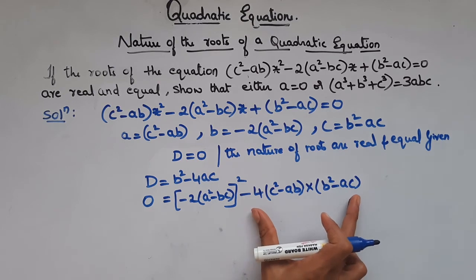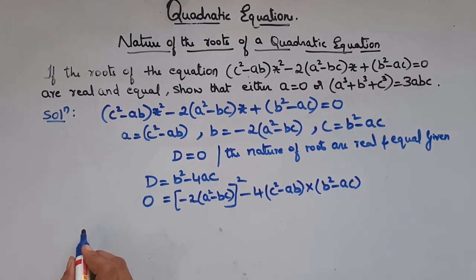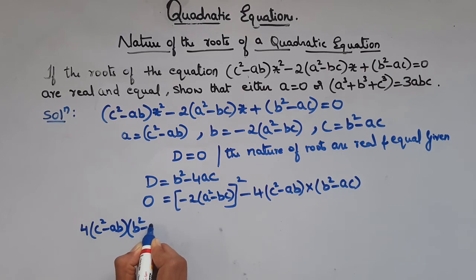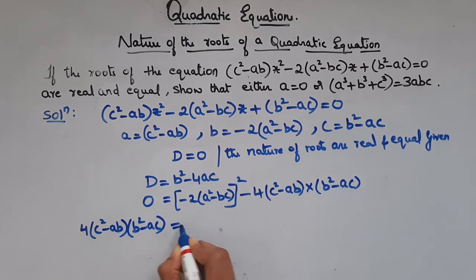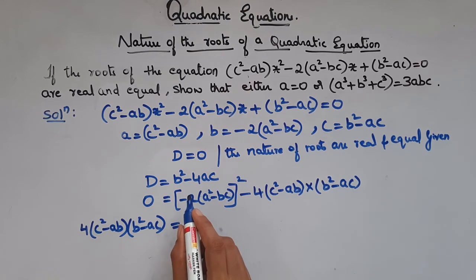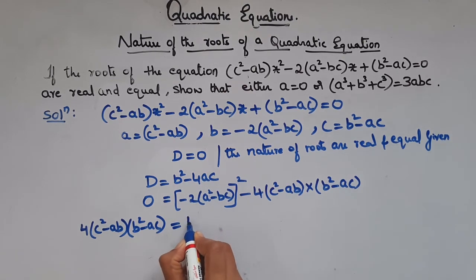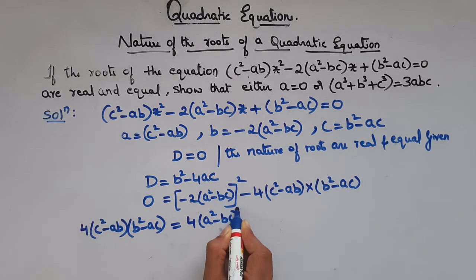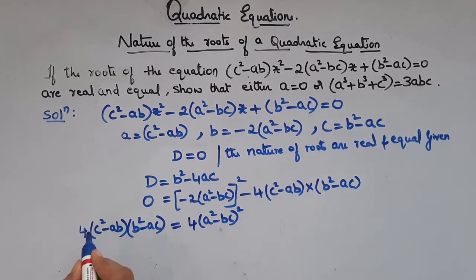So we will bring this whole term to the left hand side. So it will be plus 4 into c square minus ab into b square minus ac, which is equal to, here we have minus 2 the whole square. So minus of minus is plus, 2 square is 4 into a square minus bc the whole square. So 4 and 4 will get cancelled.